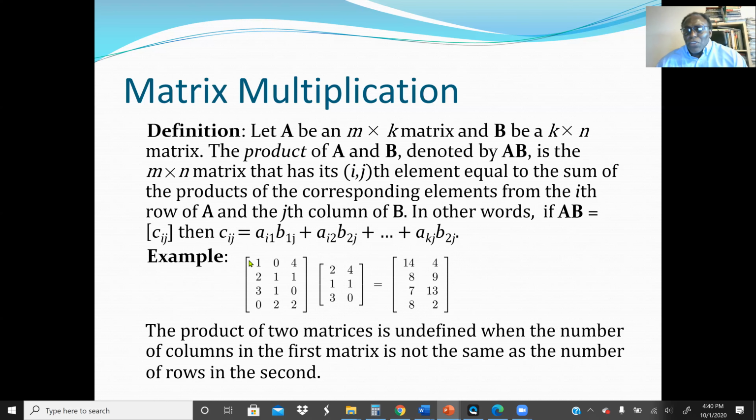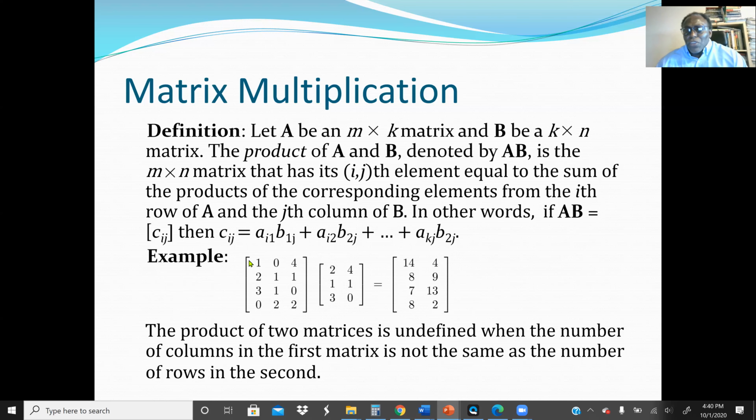I want to get 9. 9 is in the second row, second column. So I'll go to the second row, second column. 2 times 4 is 8. 1 times 1 is 1. 8 plus 1 is 9. 1 times 0 is 0. 9 plus 0 is 9.